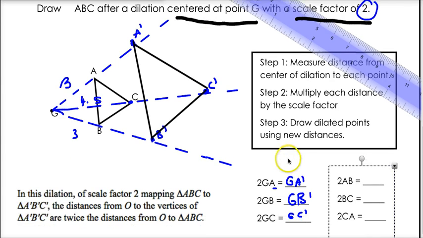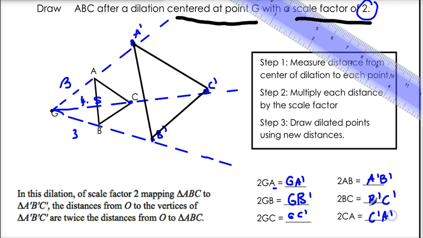Now another important point to realize here is that the lengths of all the sides of this triangle are twice as big as the lengths in our pre-image, okay? So if the scale factor is 2, all the side lengths also increase by 2. So 2 times AB would tell us what A prime B prime is. 2 times BC would tell us what B prime C prime is, and 2 times CA would tell us what C prime A prime is.